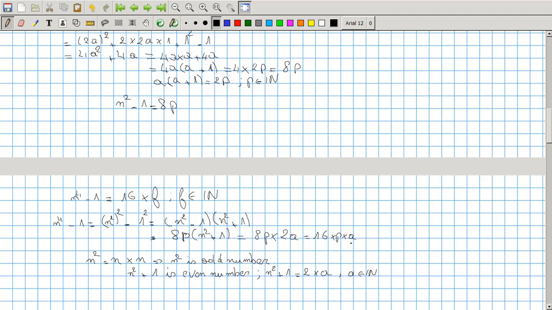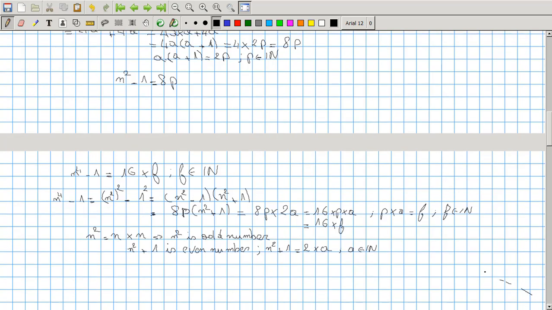b is a natural number, e is a natural number. b times e is another natural number, belonging to n. Meaning, multiplying a natural number by a natural number gives another natural number. So it equals 16 times f. Finally we get n to the power 4 minus 1 equals 16 times f, f belongs to n. That means n to the power 4 minus 1 is a multiple of 16.